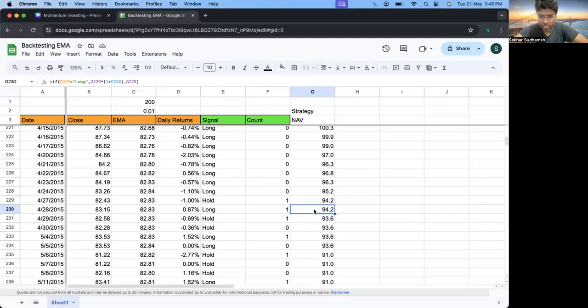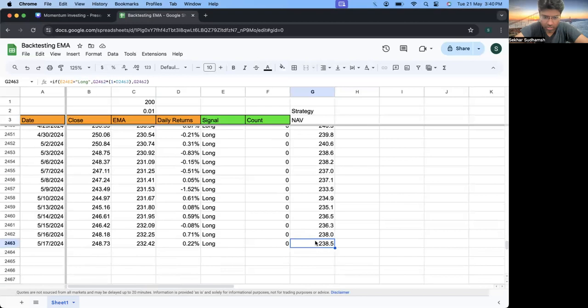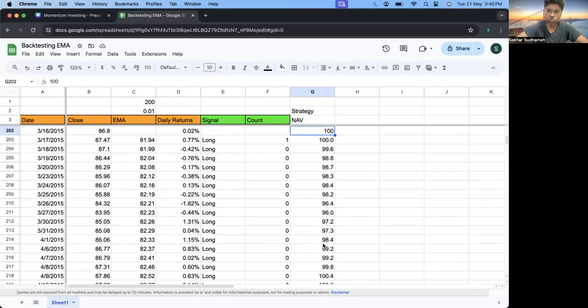So let's see what is the NAV of today. It is same as yesterday's. So it means the NAV is working perfectly in both the scenarios, when it is long as well as hold. Let me come down to the final NAV to just check if it is reasonable or not. Yeah, looks genuine. Cool. Let's move up.